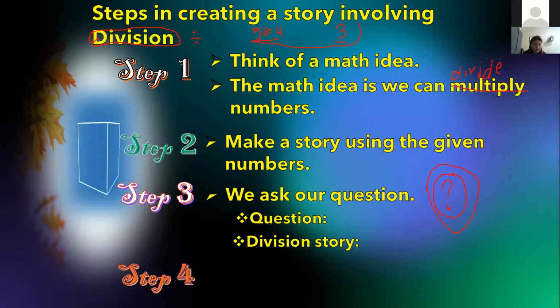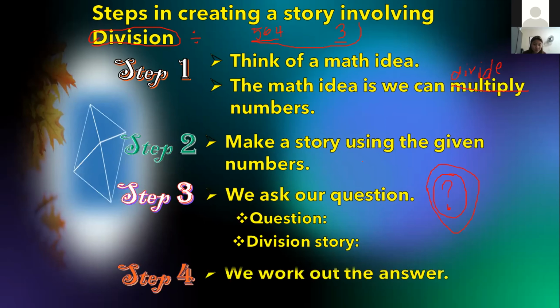And the last one here is step 4. So here in step 4, we work out the answer. So it means we will divide, okay? We will answer the given number sentence here. Okay, so that is the meaning of step 4. We work out the answer.